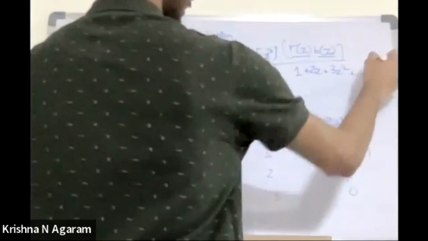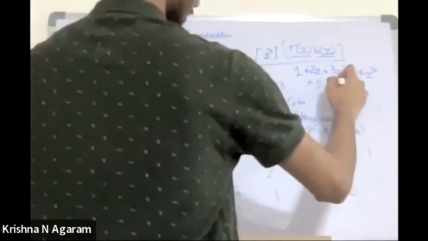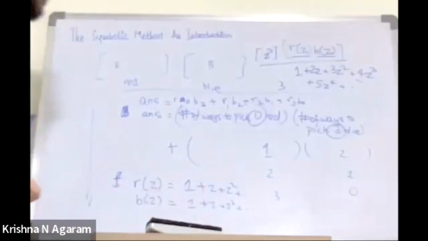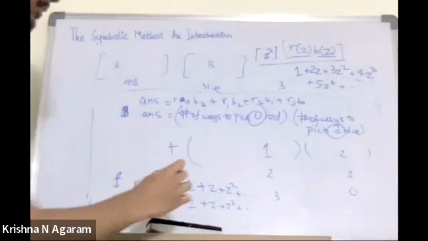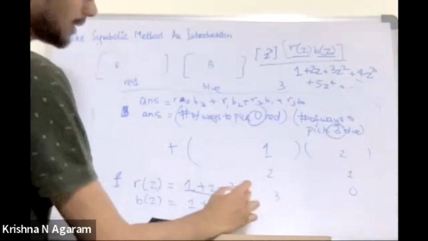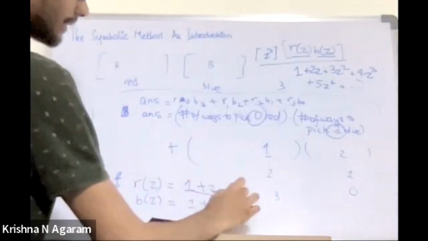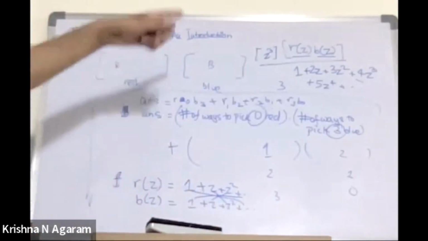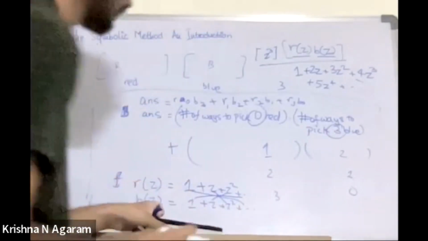I'll show you how you get this very simply, but it looks like this. So your answer is 4. No work done, and you can look at it directly: 1 z cube, z square z, z cube 1. That's the only way in which this r into b will give you a z cube term.